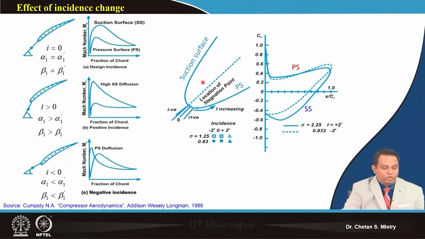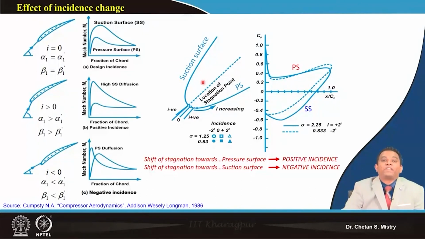And from now onwards we need to remember, when we are having shifting of our stagnation point towards the pressure surface, we define that as a positive incidence angle. When my stagnation point is moving towards the suction surface, we can say that is a negative incidence angle. So this is the universally accepted nomenclature. People define the change of incidence angle with reference to movement of stagnation point, maybe it is moving on the pressure surface or maybe on the suction surface.